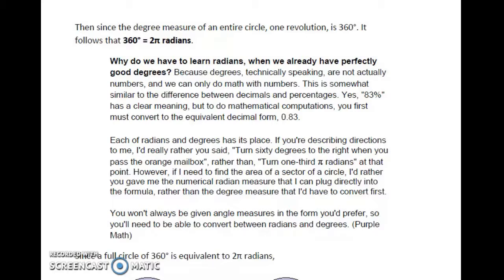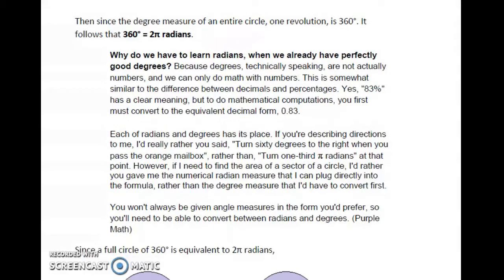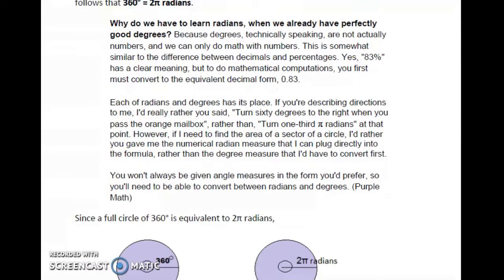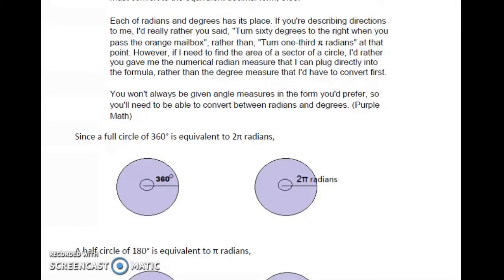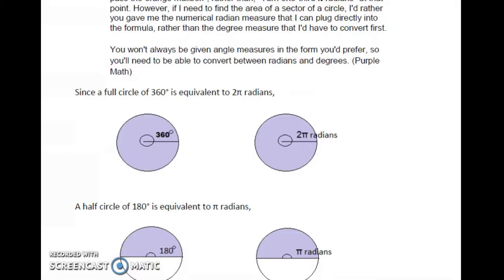If you're describing directions to me, I'd really rather you said turn 60 degrees to the right when you pass the orange mailbox, rather than turn 1/3 pi radians at that point. However, if I need to find the area of a sector of a circle, I'd rather you gave me the numerical radian measure that I can plug directly into the formula, rather than the degree measure that I'd have to convert first. So, similar to how we convert percents to decimals when we want to do computation, we can convert degrees to radians for computation as well. You won't always be given angle measures in the form you'd prefer, so you'll need to be able to convert between radians and degrees. We're going to learn how to do that in just a moment.